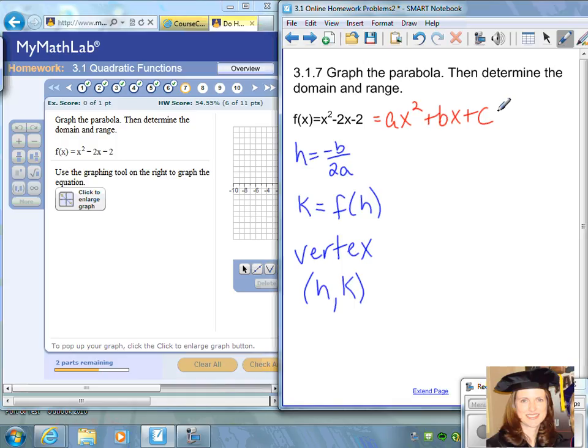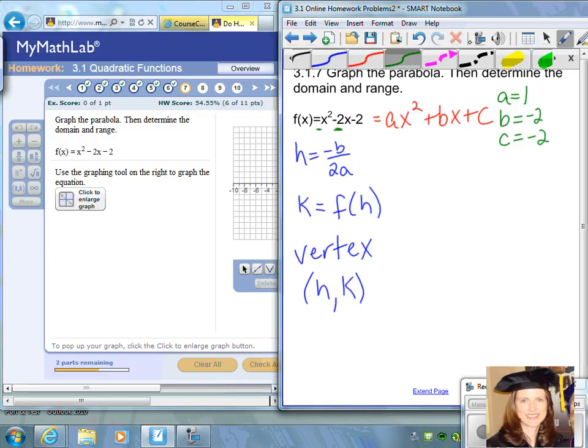In this quadratic function, because it's written in the form of ax squared plus bx plus c, we can tell by looking at the equation that a is equal to 1. That's going to be our coefficient in front of the x squared. B is equal to negative 2. That's our coefficient of the x term. And c is equal to negative 2. By plugging in the values for b and a into this, we definitely want to memorize this. This is a nice way to find the vertex if the function is in this form rather than the vertex form.